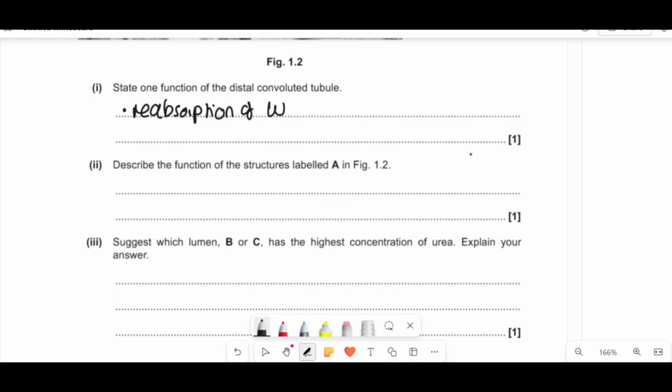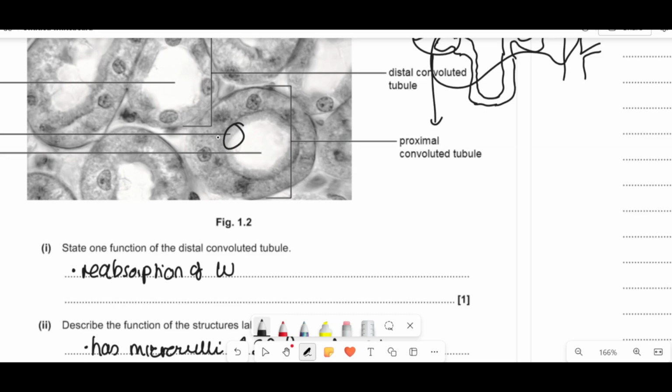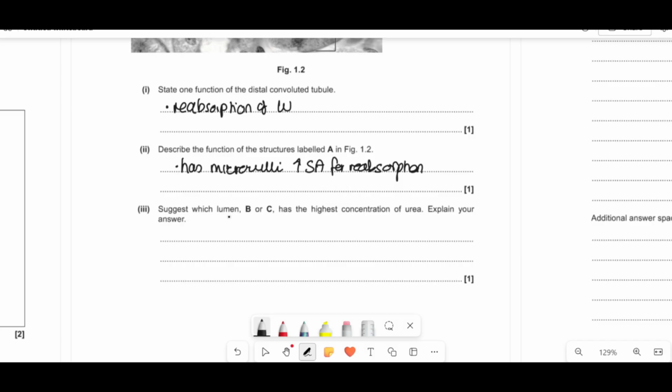So here, I'm going to write, it has microvilli, and this increases the surface area for reabsorption, right? But as well as that, you could also say that it has co-transporters for the absorption of glucose and sodium. So it's very similar to how the gut works. So now it says, which lumen, B or C, has the highest concentration of urea?